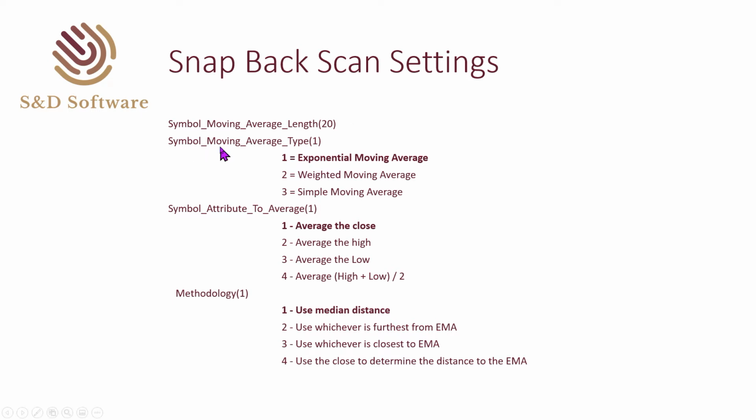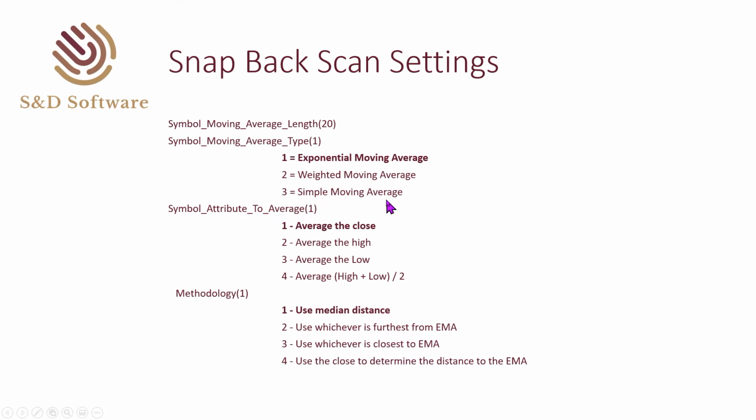And then for the simple moving average type, and this 20, by the way, shows you the default setting. The simple moving average type is 1, and I've got that highlighted here. That's the exponential moving average. But you also have the option of using 2 for the weighted moving average or 3 for a simple moving average.